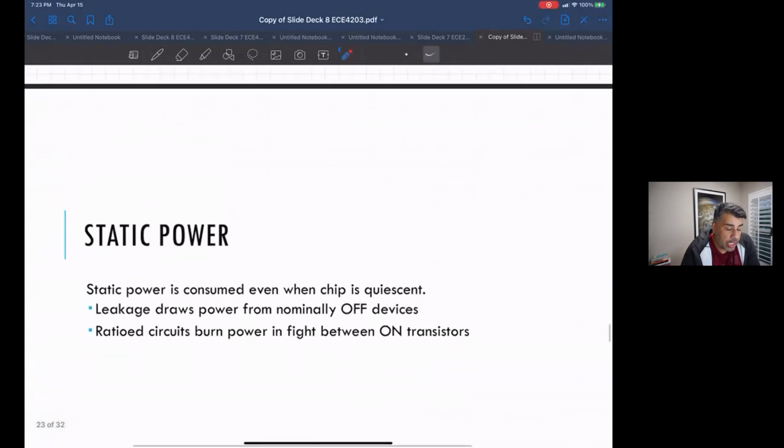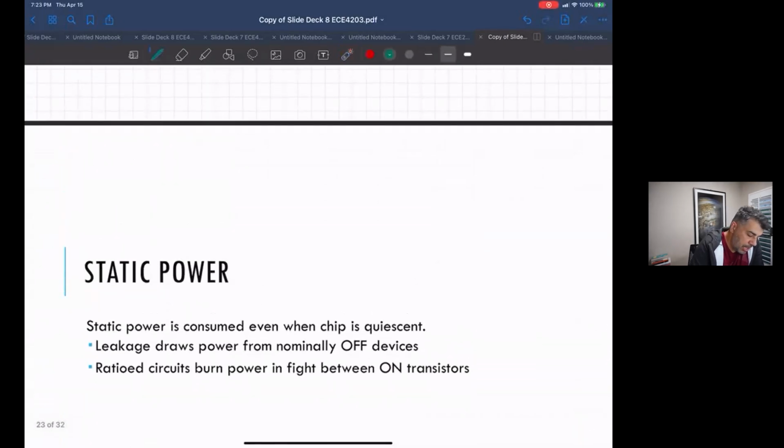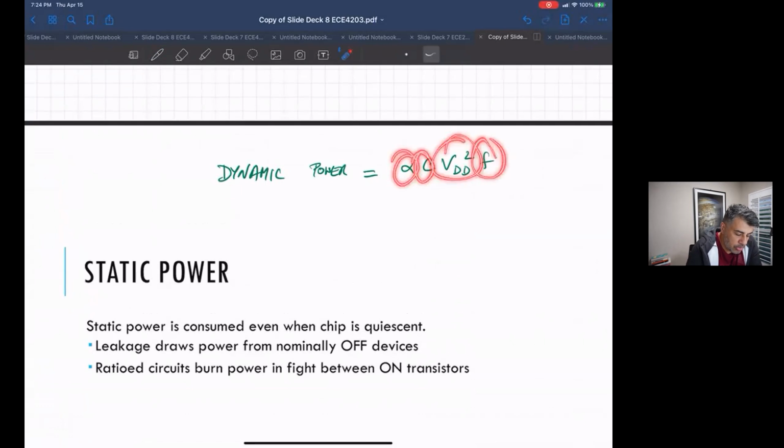Okay, so that was all dynamic power. And again, dynamic power is all about this one equation, which is CV squared F. Okay, and we just talked about how you can try to reduce these parameters to reduce the dynamic power consumption. So for a long time, this was the only power consumption you had to worry about, because that was a nice thing about CMOS. If your circuits weren't switching, if they were just sitting there, they weren't taking up any power.